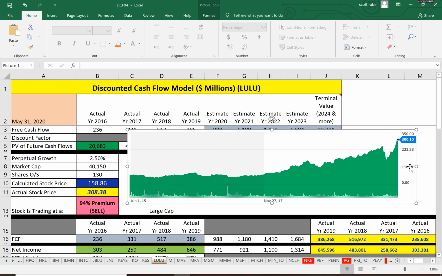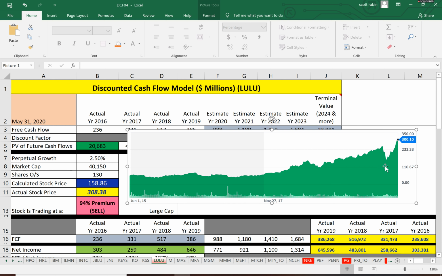So let's look at it historically. It looks like the stock was trading at around intrinsic value last year, but it's been bid up. So more people obviously wanted to buy the stock. When that happens, the price gets pushed up. And when more people want to sell the stock, the price gets pushed down.